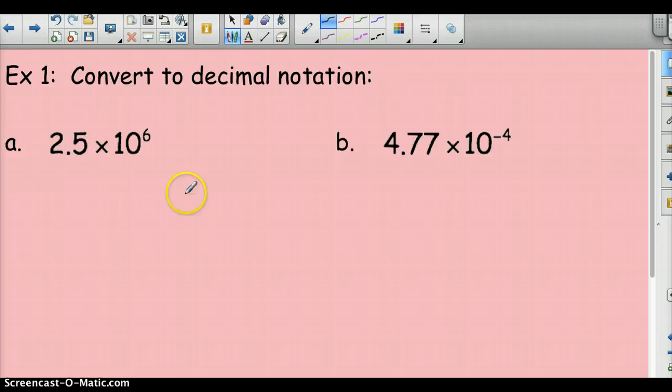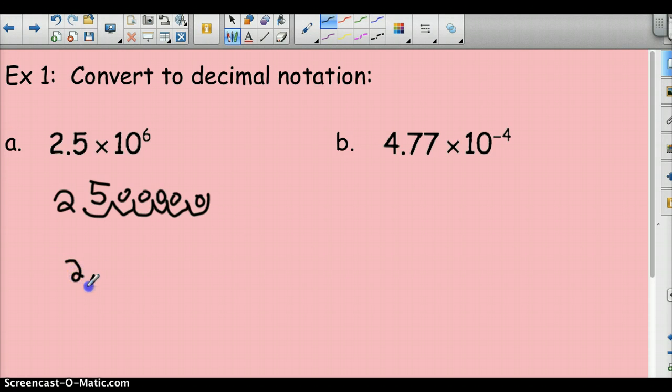Now let's look at a couple of examples of this. 2.5 times 10 to the 6th power. I'm going to write out the number 2.5. I'm going to look at the exponent. It is positive, therefore I need to move to the right. So I'm going to move 6 spaces, 1, 2, 3, 4, 5, 6 to the right, and fill in zeros everywhere there's a little space. That makes that actual number 2,500,000.